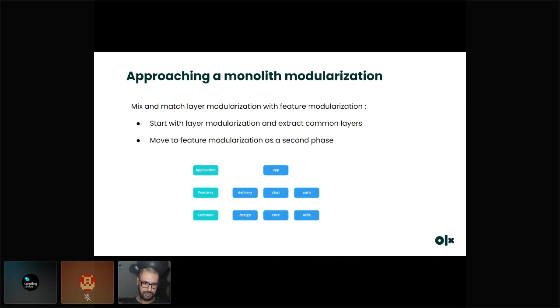We started with those layer modules, and after that, we moved to the feature modularization as a second phase. So when we have the base layer modules in hand, we can start extracting features into their own modules, and we will satisfy the feature dependencies with the common, with the design and core utils in the layer modules.